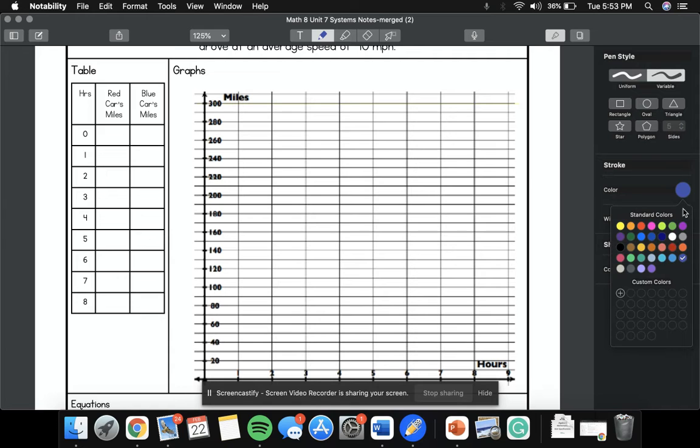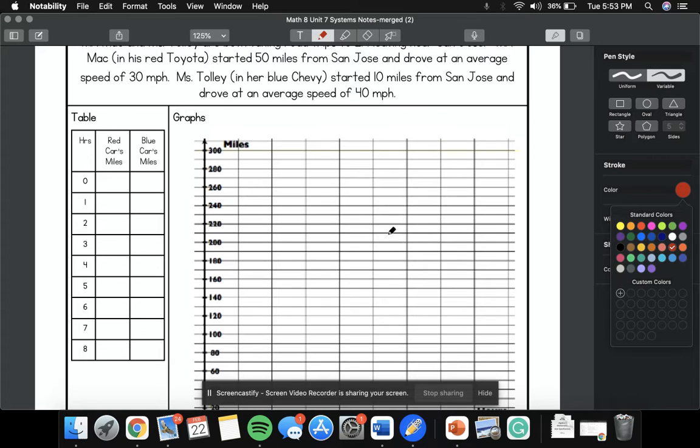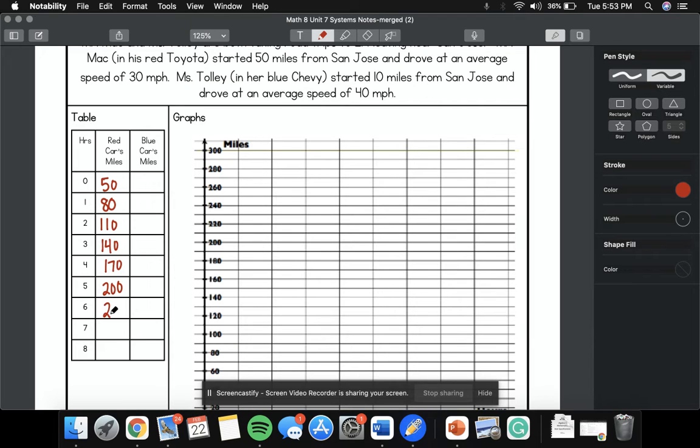So first, let's start with the red car. Let's start off with Mr. Mack. Mr. Mack started 50 miles from San Jose. And then he drove at an average speed of 30 miles an hour. So an hour passed, he drove an additional 30 miles away from San Jose. So now he was 80 miles from San Jose. Another hour passes, he's another 30 miles away. So I'm just going to keep adding 30 again and again until I get to the end of my table.